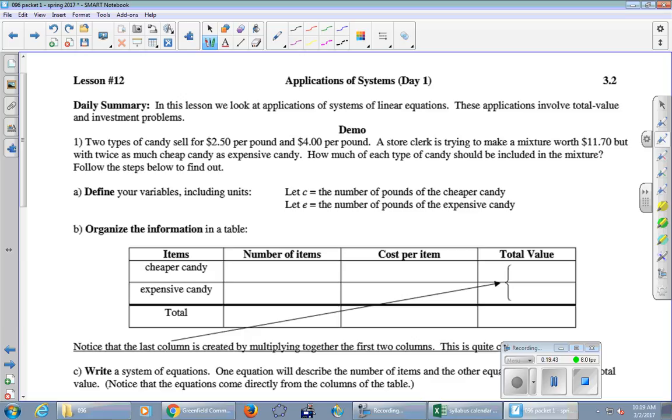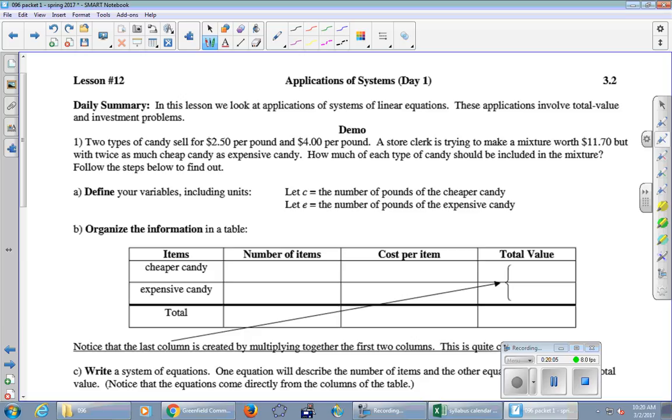Additionally, you want twice as much of the cheap stuff as the expensive stuff. So maybe every time you put in one of the expensive candies, you put in two of the cheap candies. And you just keep doing that, and the value of the jar keeps rising, and at some point, maybe, the value of the jar will be $11.70. We're trying to find out when that happens, okay? How much of the cheap stuff and how much of the expensive stuff.